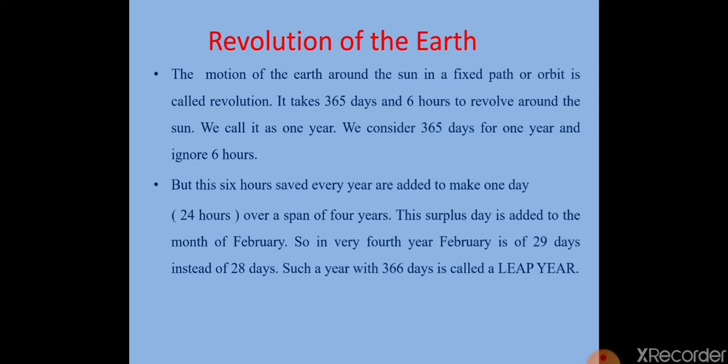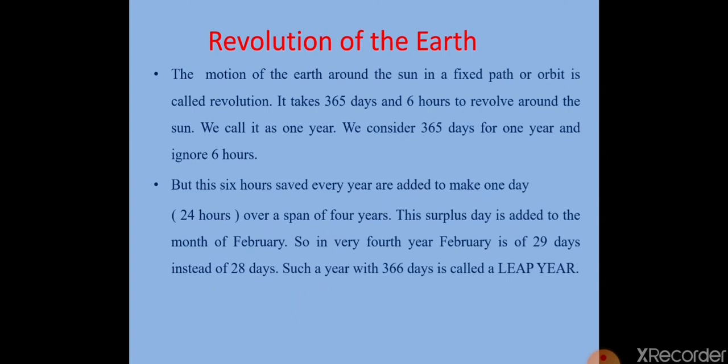How do you know how we got that 1 day extra? Yes, every year 6 hours is added, and in the fourth year we add all those 6 hours to get 1 day or 24 hours. That 24 hours is added to the month of February. So, once in 4 years, February is of 29 days instead of 28 days. Such a year with 366 days is called a leap year. So, in that year, the total number of days is 366 days. That year is known as a leap year.